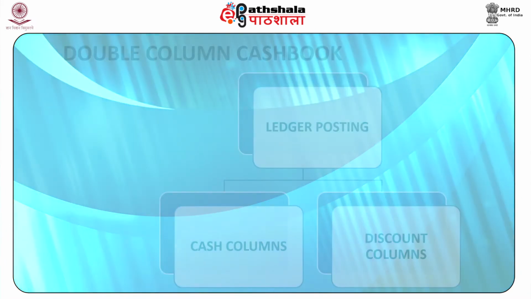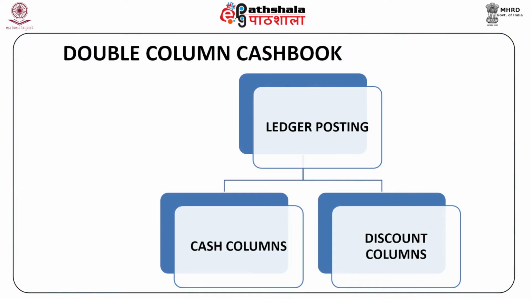Ledger posting. There are two types of postings. First one is cash columns. The process of ledger posting is same as is applicable in case of single column cash book. Then discount columns. The total of debit side of the discount column is posted to the debit of discount allowed account. Similarly, the total of credit side of discount column is posted to credit side of discount received account.